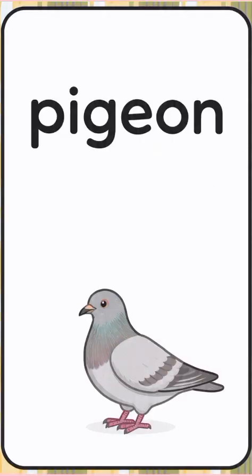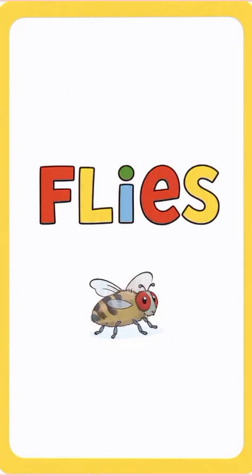The next word is pigeon. Pigeon. Students, we clap two times. How many times? Two times. That means the word pigeon has two syllables. The next word is flies. Flies. We clap one time. So the word flies has one syllable.